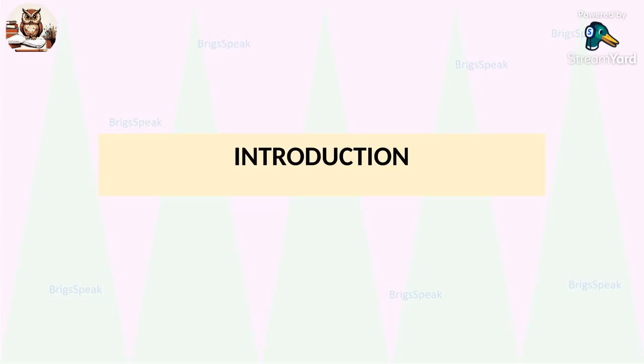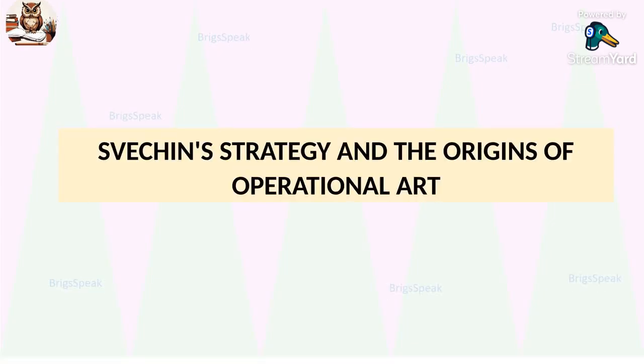The Russian Revolution and the subsequent civil war further shaped the Soviet military doctrines, embedding operational art into the Red Army's strategic framework. So the first part is Svechin's strategy and the origin of the operational art.